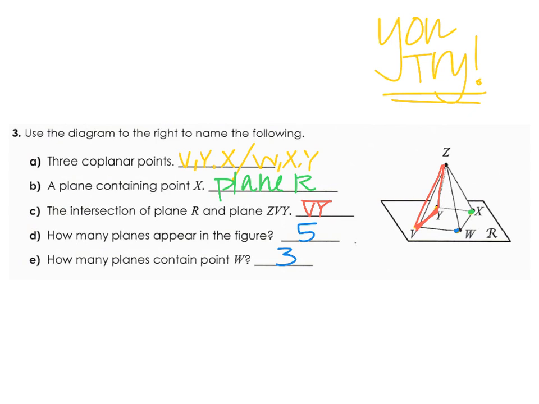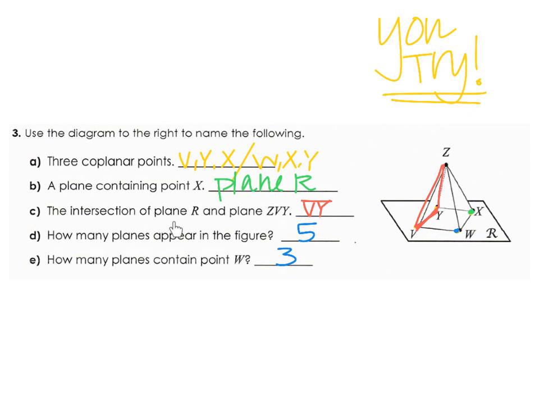Now a plane containing point X. I said plane R because it's this bottom plane right here. The floor or the base of the pyramid is plane R, and that contains X. You could have also said this triangle right here, this face of the pyramid, so that would have been plane XWZ. Or you could have said plane XYZ. The other side of the pyramid would have worked as well.